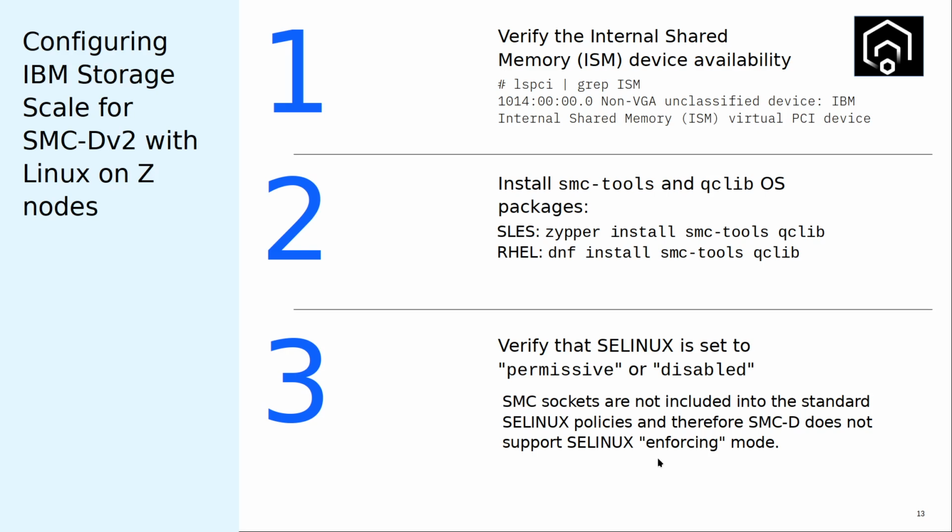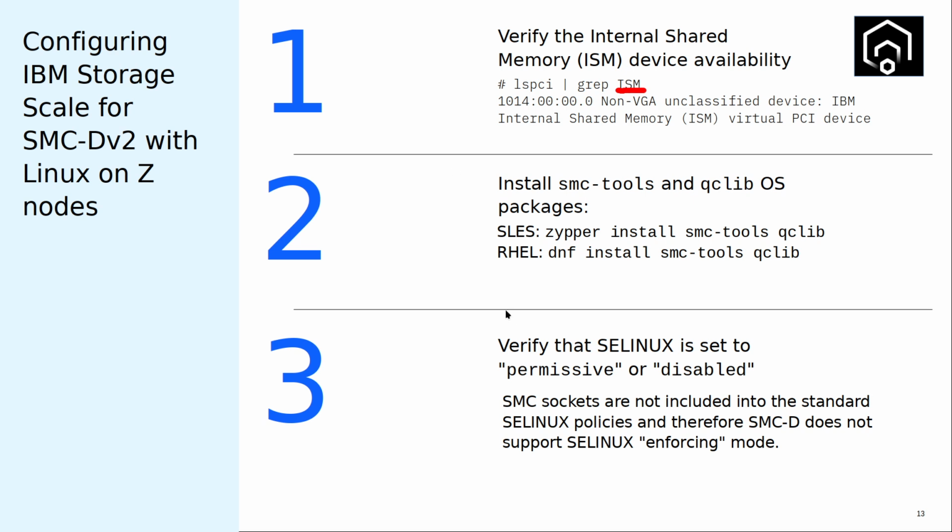For an end user, things couldn't be much simpler. All you have to do is make sure you get an ISM device, because these virtual devices here are what gives you all of the power of SMC-D. They just need to be available. With SMC-D version 2, we greatly simplified the configuration. They just need to exist. That's about it. You do not need to have any additional configuration step there.